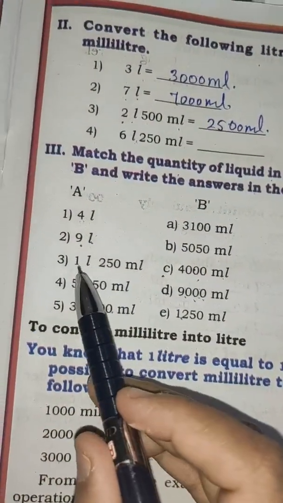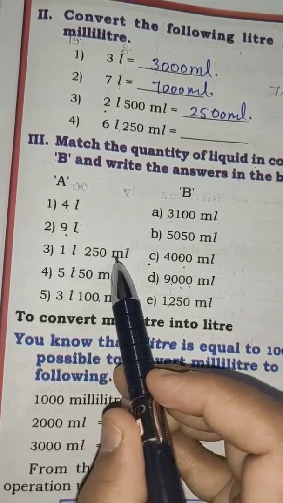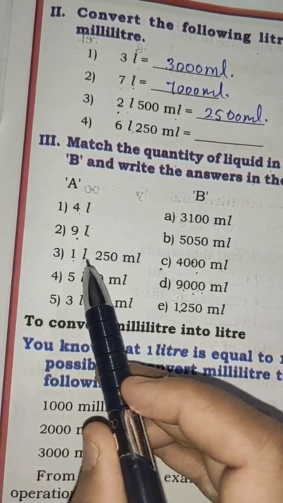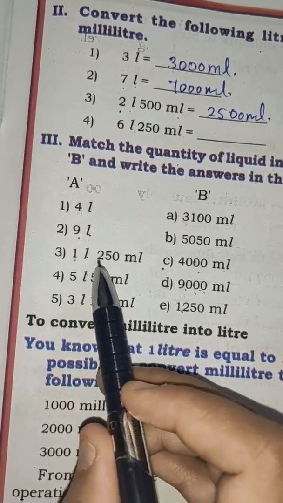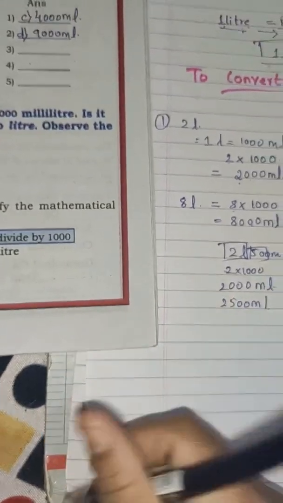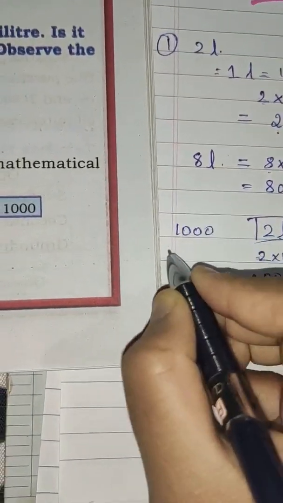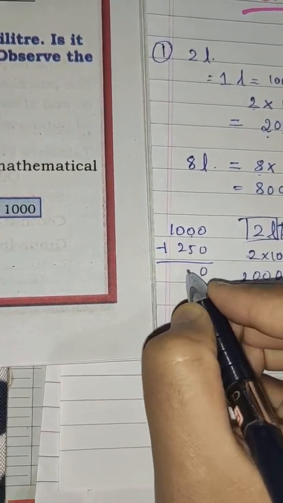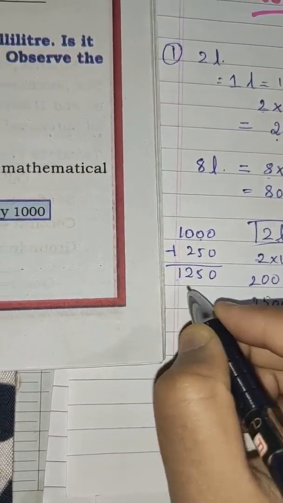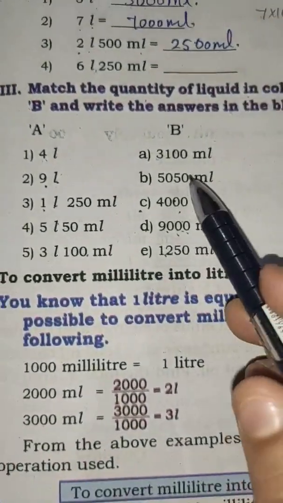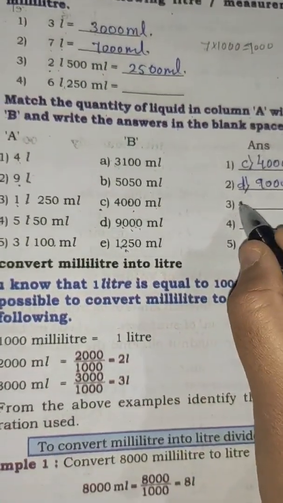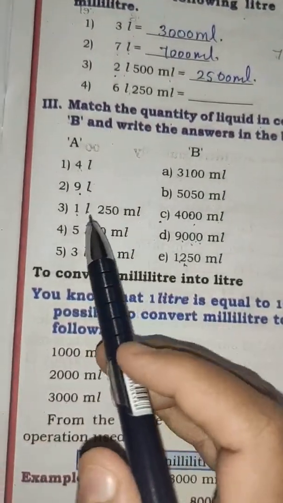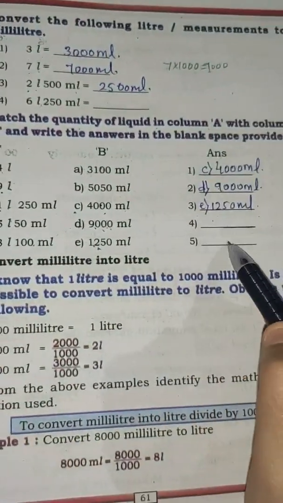Okay. Next, 1 liter 250 ml. You have to convert first 1 liter into milliliter. So 1 liter is equal to 1000 milliliter. So 1000 plus 250. Add it. You will get the answer. 0 plus 0 is 0, 0 plus 5 is 5, 0 plus 2 is 2, 1 is 1. So 1250 ml. So where is 1250 ml? Here. So E is the right answer for the third. 1250 ml. So children, in this way you just do the fourth and fifth one and write the answers here. Okay.